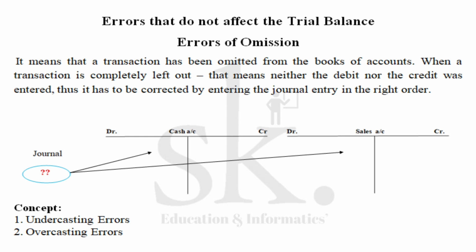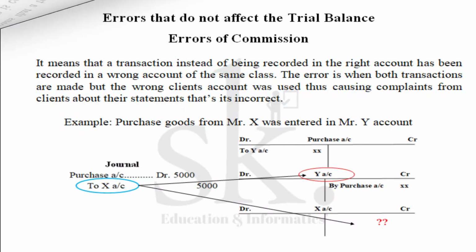So your debit and credit doesn't get impacted, therefore your trial balance total doesn't change, and therefore you do not find your mistake. So this is what is said to be errors of omission. The next type of errors which might happen, which do not affect the trial balance but is a mistake, is errors of commission. Now what does it mean?